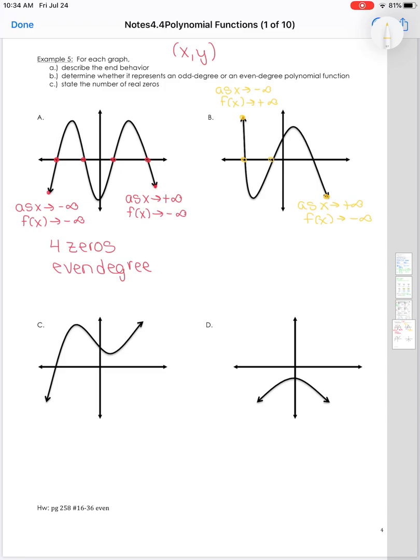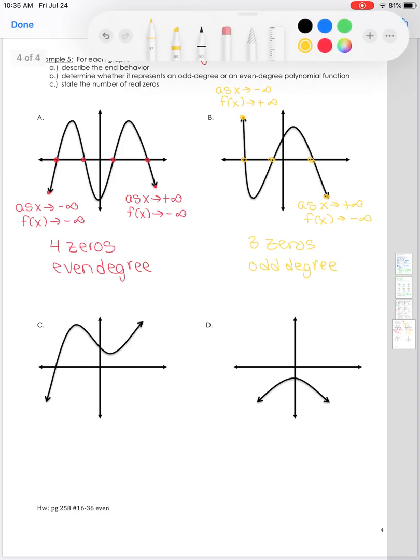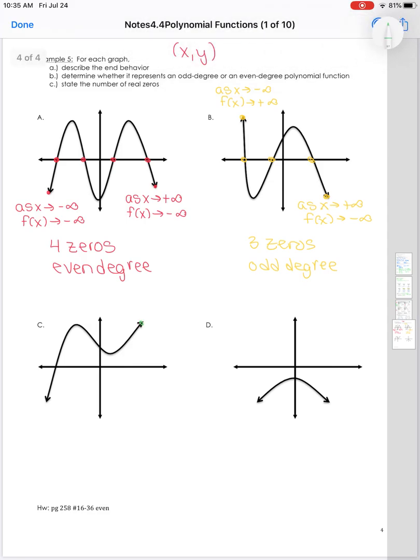For B here, we've got end behavior. For this guy, I'm in quadrant 2. So x should be negative: as x approaches negative infinity, f of x approaches positive infinity. And on the right-hand side, I'm in quadrant 4 again. So as x approaches positive infinity, f of x approaches negative infinity. Now I have 1, 2, 3 zeros. So those 3 zeros mean that I have an odd degree. You also know that because the graph begins and ends in different directions.